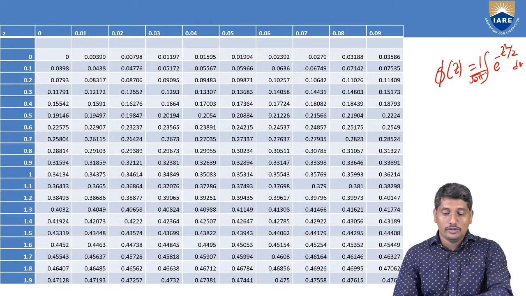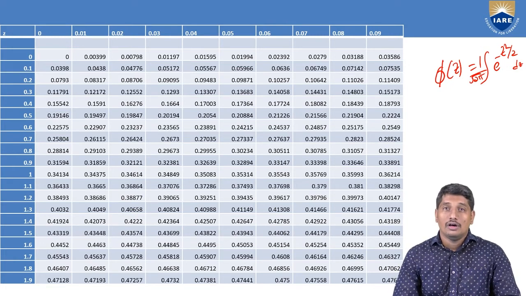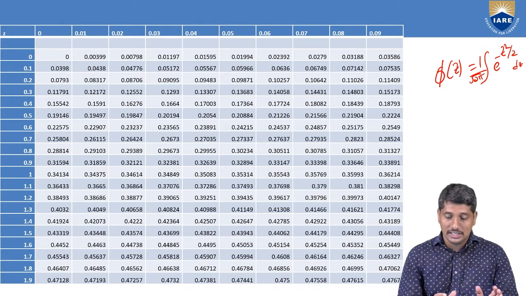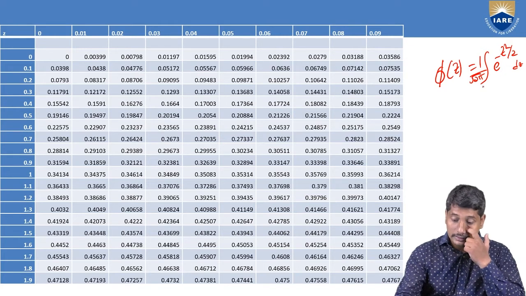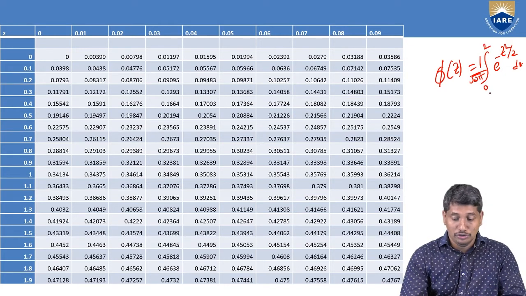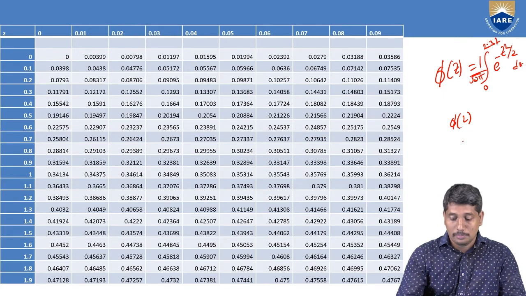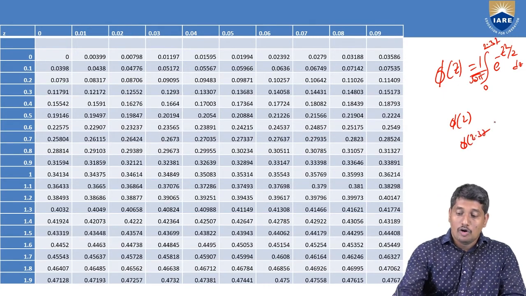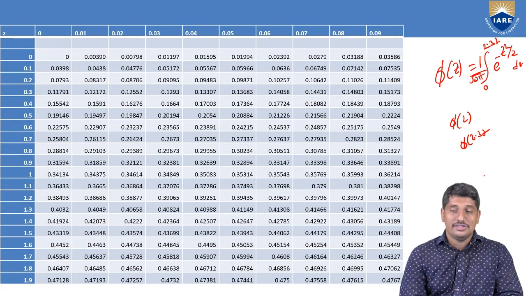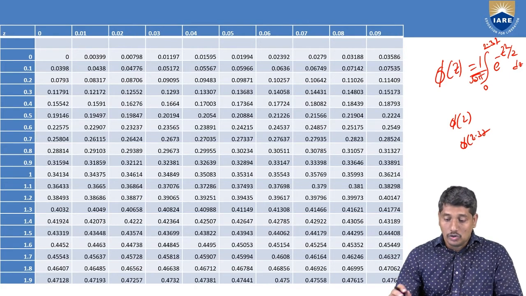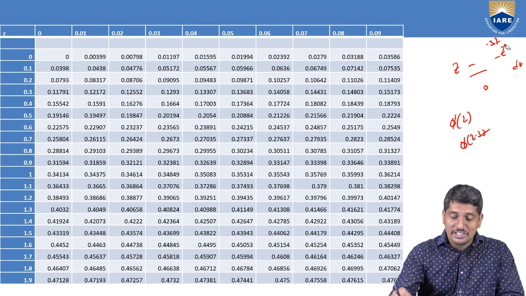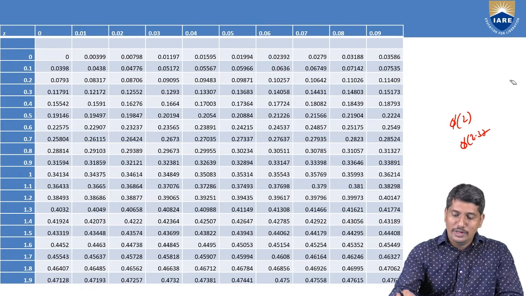Okay, and all these values are framed into a single table. Suppose this is 0 to 2, you will get pi of 2. If you put 2.37, you will get pi of 2.37. All these values are represented in this table. Okay, now by using this table, we can calculate the probabilities very easily.